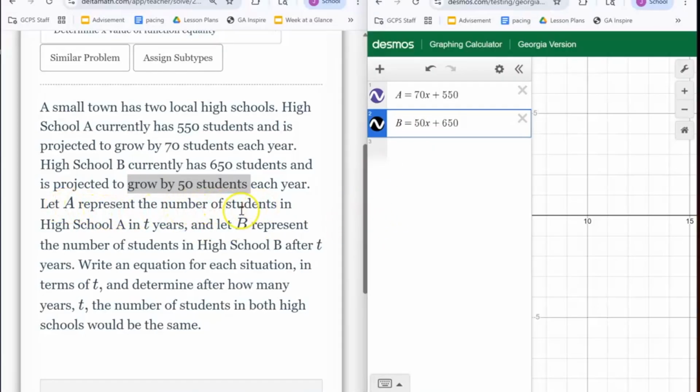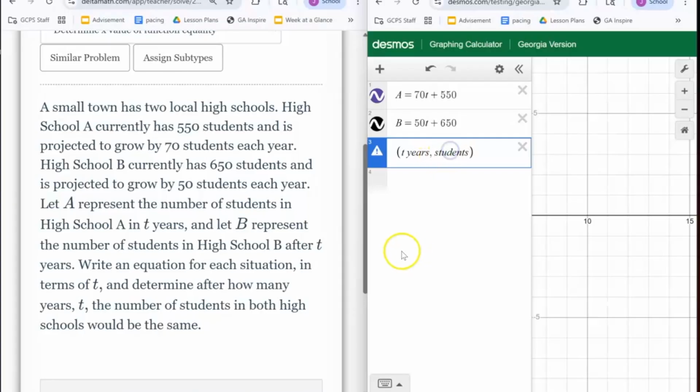Let A represent the number of students in high school A in T years. Okay, so there's that letter. So again, you can't choose X, you must use whatever they tell you. So in this case, it is T, so make sure you use that. And B represent the number of students in high school B after T years. Okay, so what they're saying is T is going to be years, and then the number of students is going to be Y.